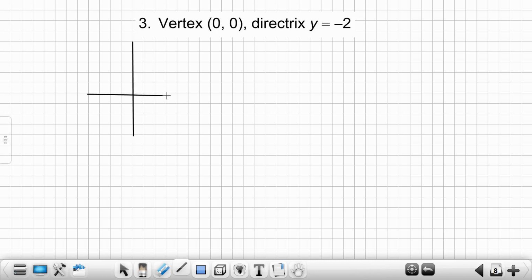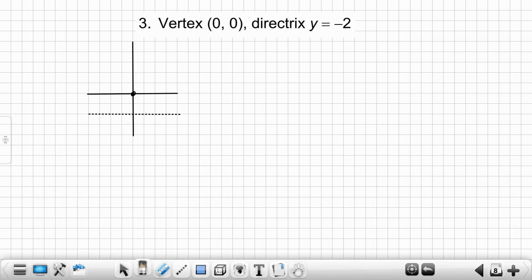Which way does this one open? Oh, it's the y. So we have to notice that. We have to be careful. We get into ruts. We just start doing whatever we like, the same thing we've been doing. This one suddenly is not horizontal. This one's a vertical parabola. The directrix says y equals -2. So my directrix is a horizontal line.